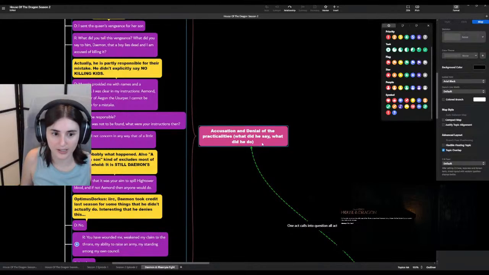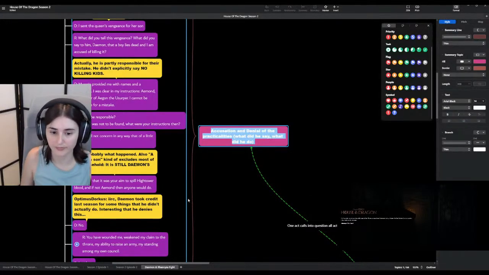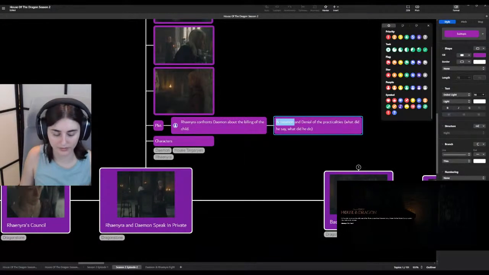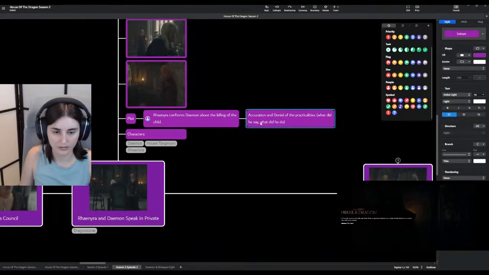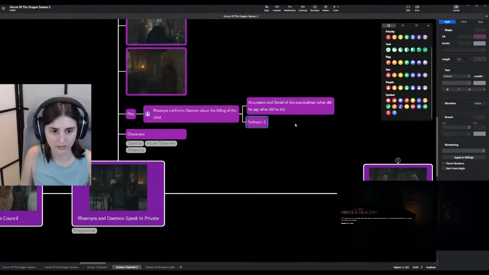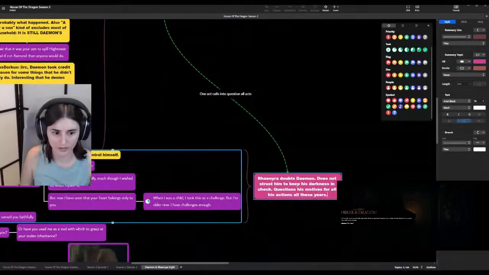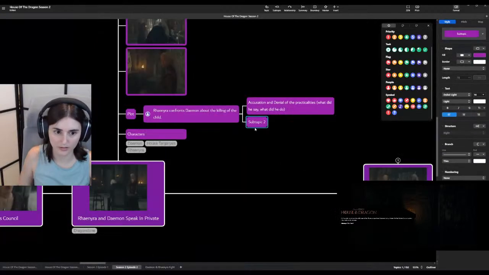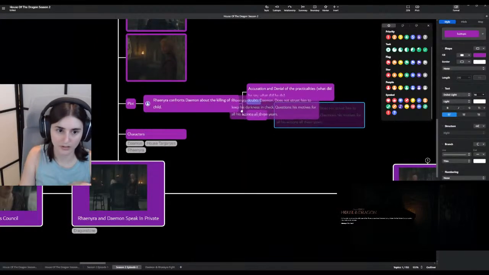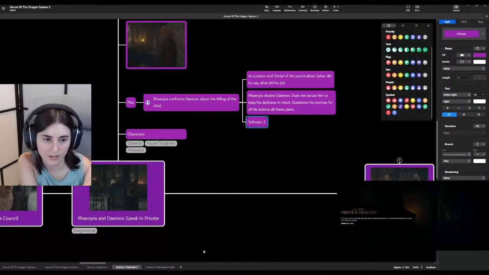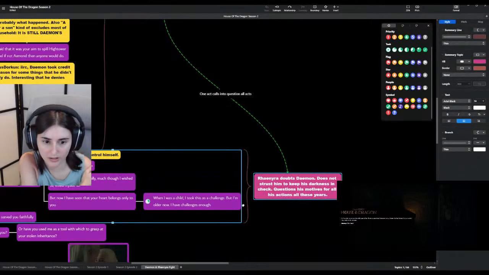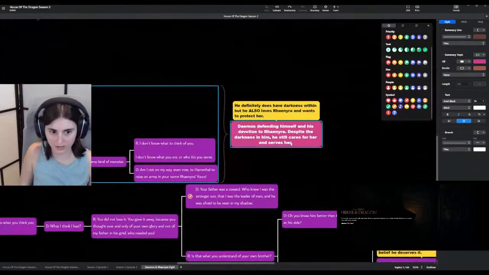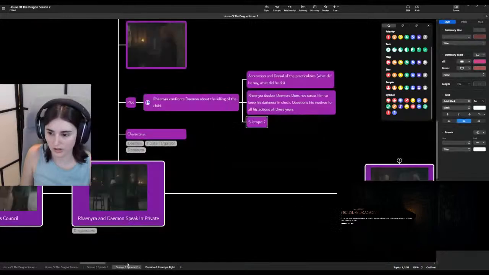Okay, accusation and denial of the practicalities. Okay. First, okay. Accuses. Just go accusation. Then go like that. And then what do we get here? Daemon defends himself. I'll have to change that to grammar.